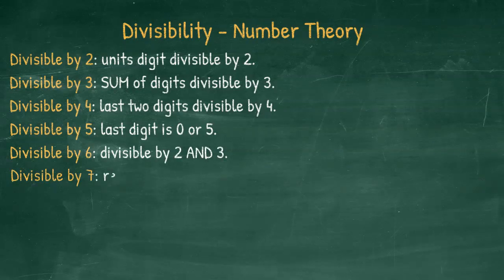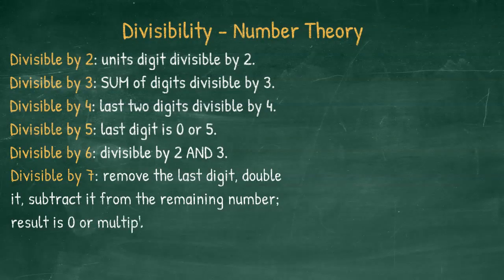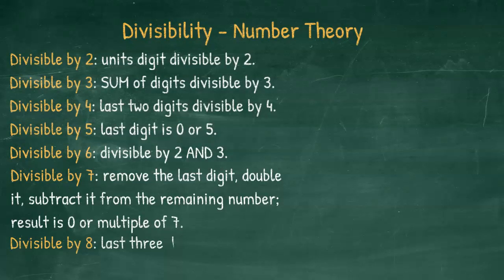Now, divisible by 6. If it's divisible by 2 and 3, then it's divisible by 6. This will always be true: if you're looking at two numbers that are divisible into another and you multiply them together, then that result is also divisible. Divisible by 7 is a little more complicated. You take the last digit, separate it out, double it, and subtract it from the remaining number. If the result is 0 or a multiple of 7, then it's a multiple.